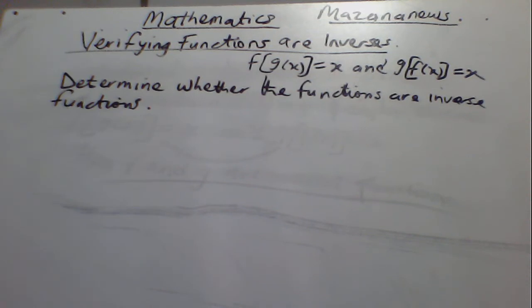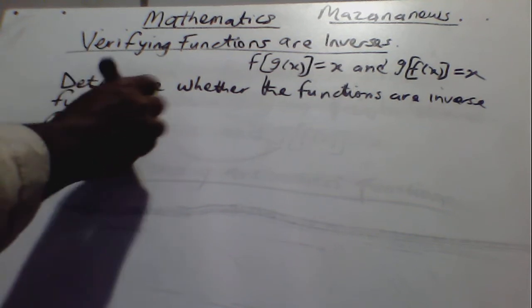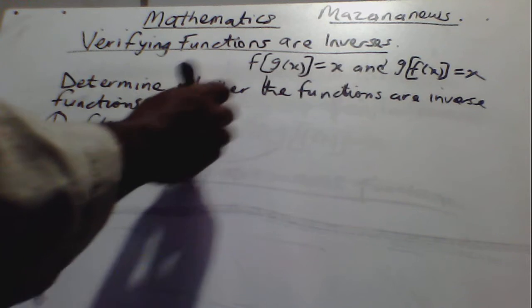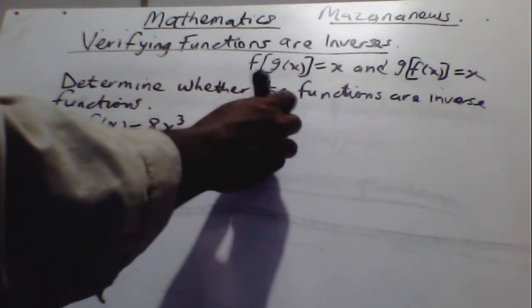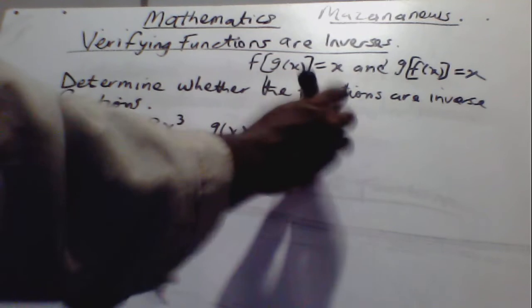So we are required to determine whether the functions are inverse functions. The first is f of x is equals to 8x raised to power 3. g of x is equals to the cube root of 2x.